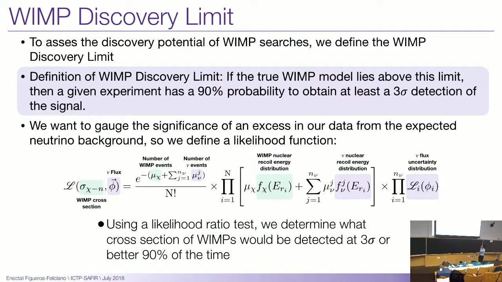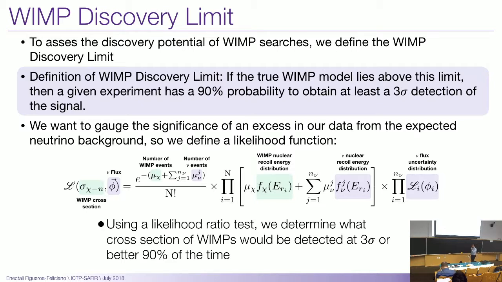So we use this likelihood ratio test to determine what cross-section would get me a 3 sigma detection or higher 90% of the time. And that cross-section for each mass becomes my neutrino floor. Does that make sense? Maybe? Half and half? All right.